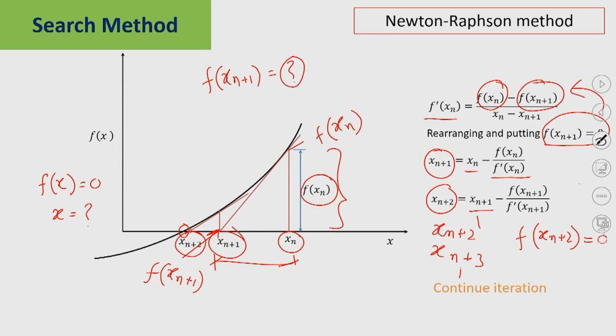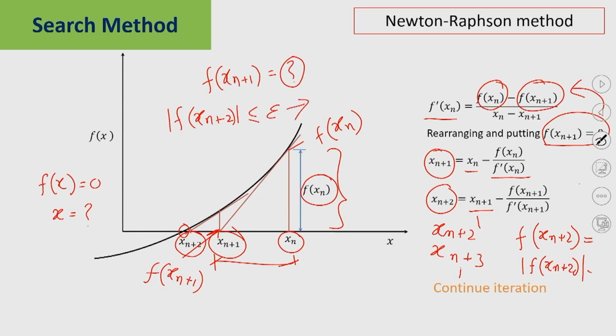The function value should be equal to 0, but it will never be exactly 0 here. So I take the absolute value of the function at x n plus 2 or whichever point, and it should be less than or equal to some epsilon value. I will terminate my iteration once f of x n plus 1 or n plus 2 is less than or equal to some epsilon value.